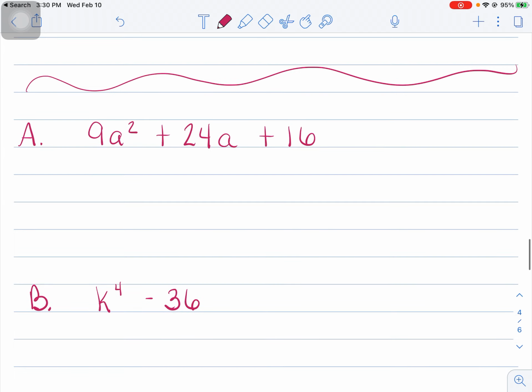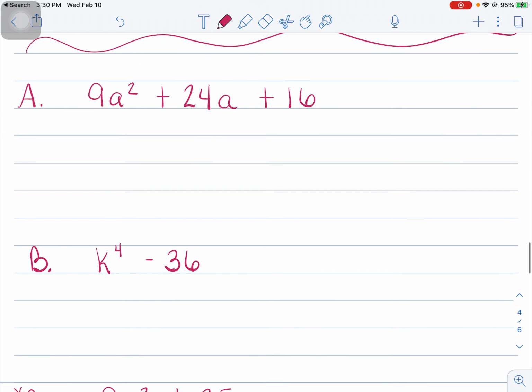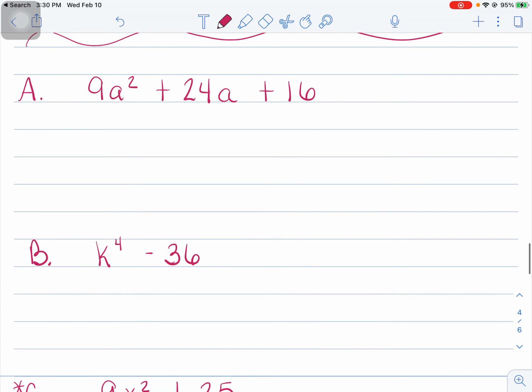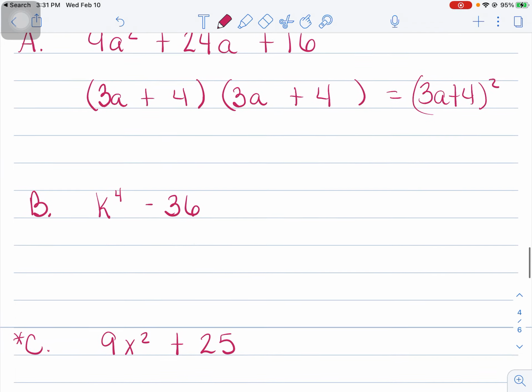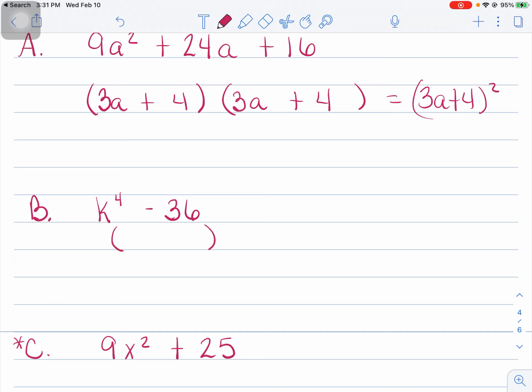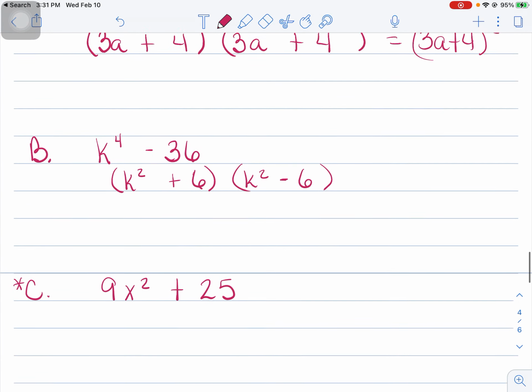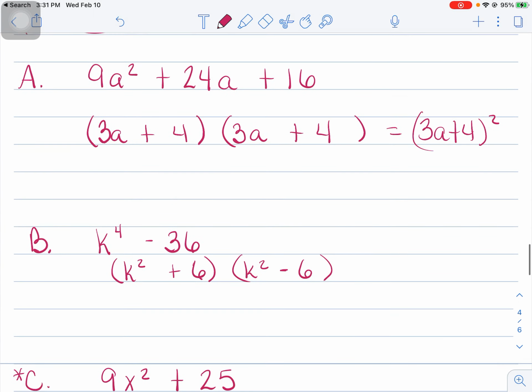All right, so we're going to go to some more advanced ones and see how we do with these. So you can pause. I'm going to put the answers up pretty quickly, but you can pause and then come back and see how you did. All right, so for A and B, pretty straightforward.